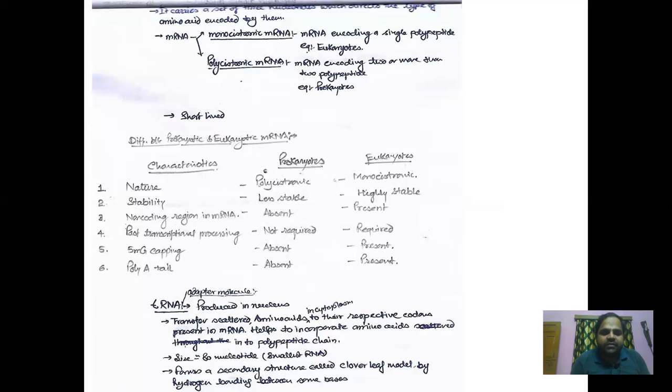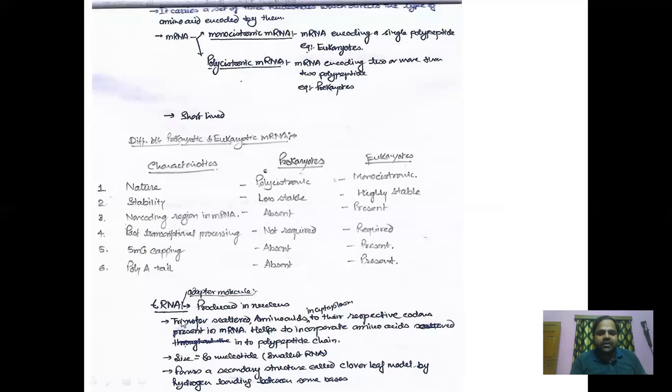So here we will talk about tRNA. tRNA is also called an adapter molecule or transfer RNA. These are produced in the nucleus. So we can see the difference between tRNA, mRNA and rRNA. rRNA is produced in the nucleolus. However, mRNA and tRNA are produced in the nucleus.